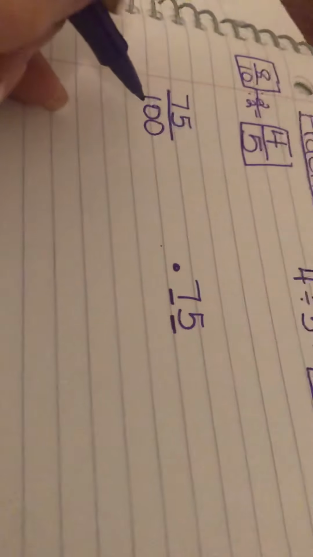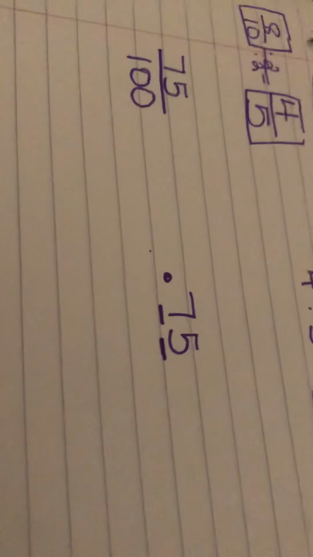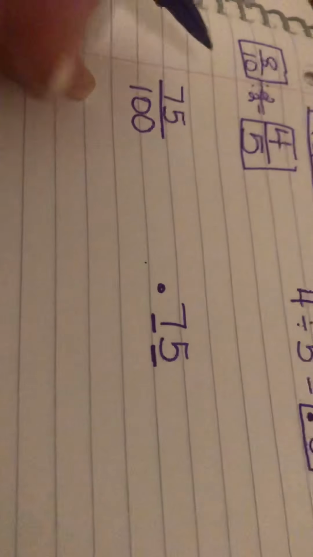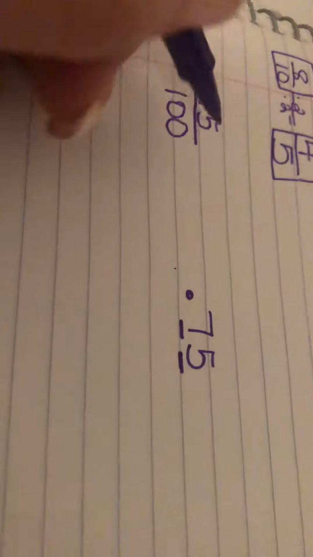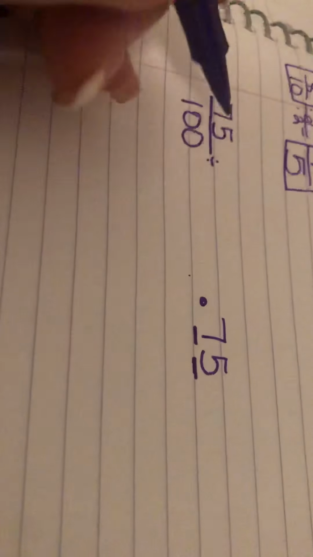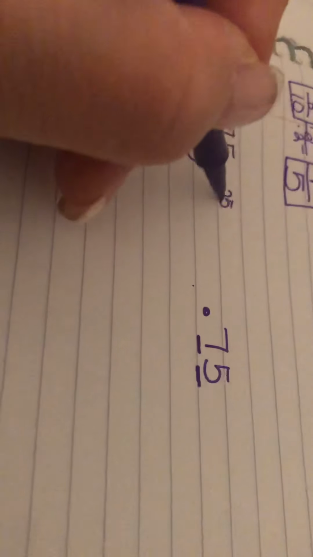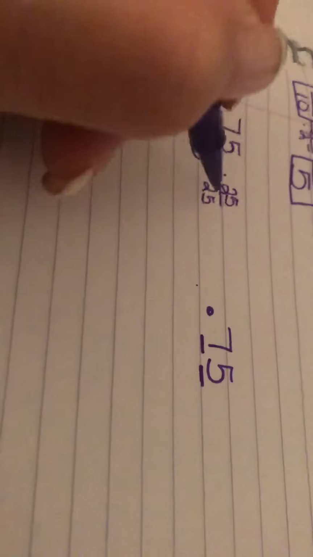Now, we have not worked a whole lot on simplifying this year, but Hadley has just learned how to do this, so she could practice with you on this also. But this fraction, 75 over 100, both of those numbers are divisible by 25.